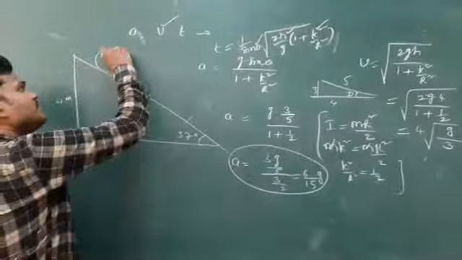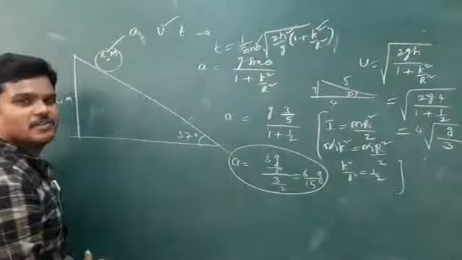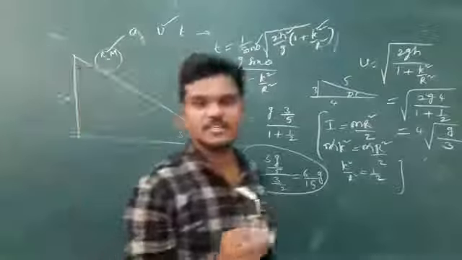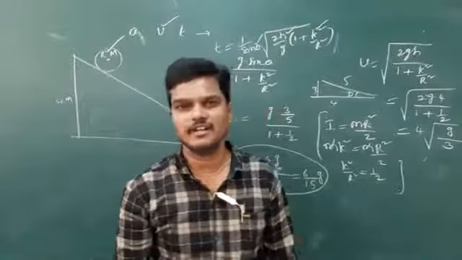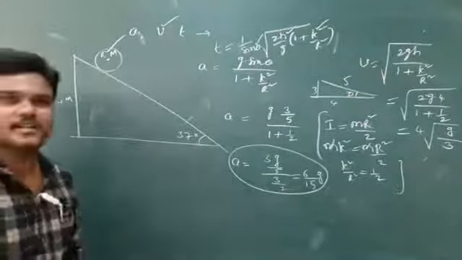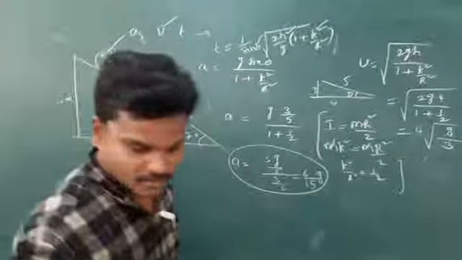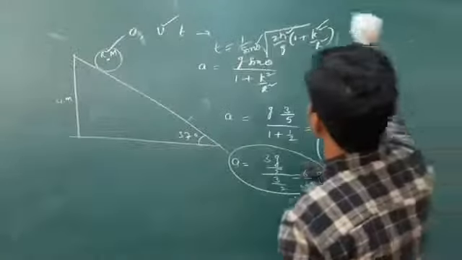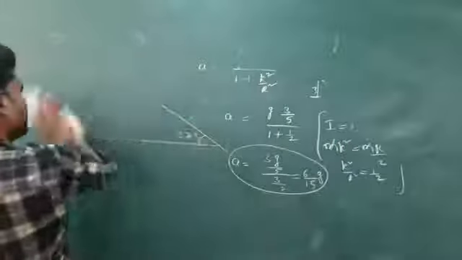So if they give a solid cylinder, again use the same formula. Hollow cylinder, they may give any type of things. Just substitute k square by r square, h value and angle value based on the given question. So anyhow, so far we covered only pure rolling. For pure rolling, the condition is V is equal to R omega.